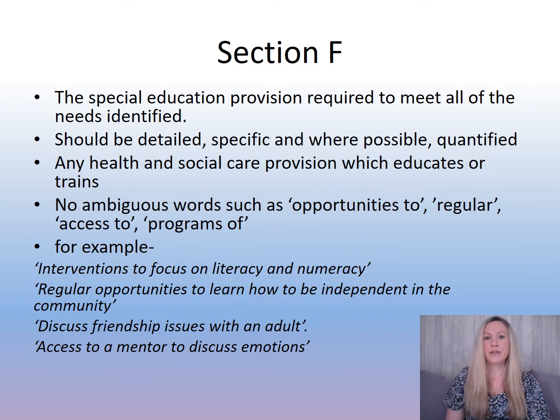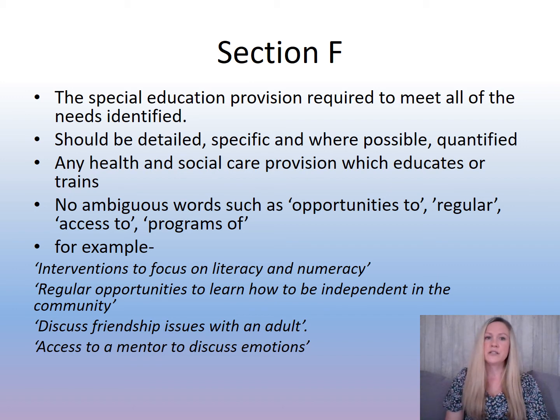The special educational provision required to meet all of the needs that have already been identified should be listed in section F. And this should be detailed, specific, and where possible, it should be quantified in terms of the type, hours, and frequency of support, and also the level of expertise of the person delivering the support. So, where health and social care provision educates or trained, that must also be included in section F. A useful test regarding this is if the provision was not delivered, would the child still be able to receive the education on par with those without SEND?